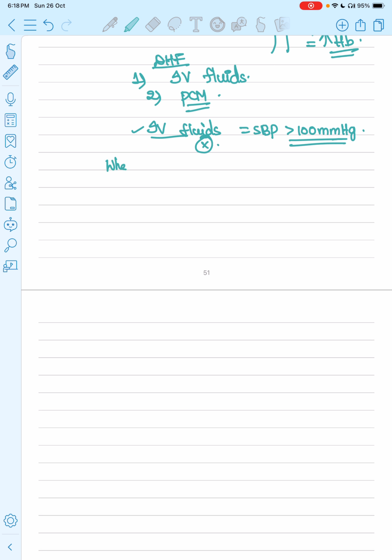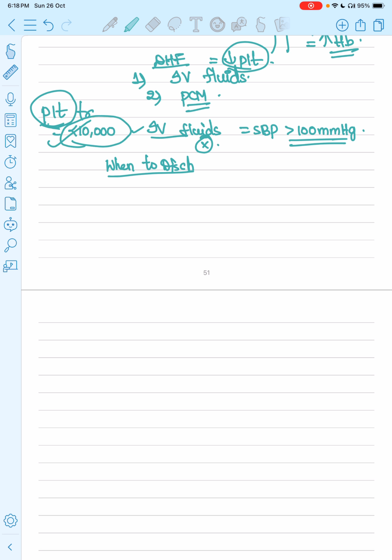And when to discharge the patient? Usually, there is no need of any platelet transfusion. In dengue hemorrhagic fever, there is decreased platelet count, but platelet transfusion is done only when platelets are less than 10,000. Only then do you have to give the platelets. Until then, no need of platelets.